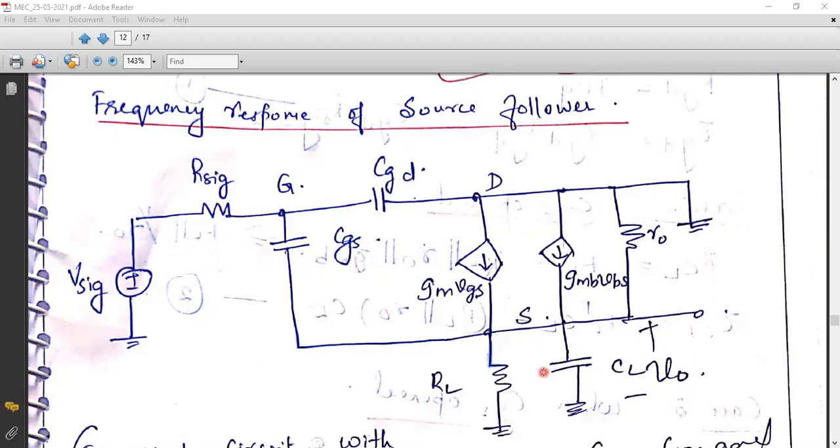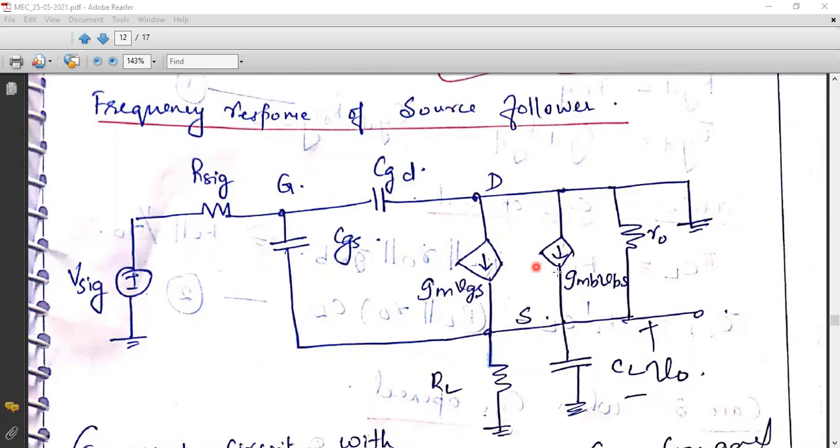Unlike the previous configurations, CG or CD, here the load capacitance is connected to the source. Why? Because this is a source follower, right? Whereas in common gate and common source, we have connected this at the drain. Since this is a source follower, the output is taken across the source. That is why the load capacitor is connected across the source terminal.